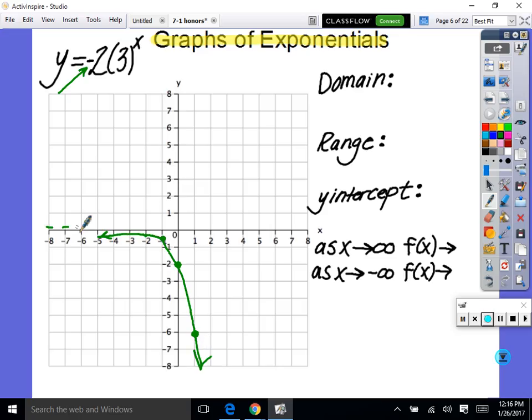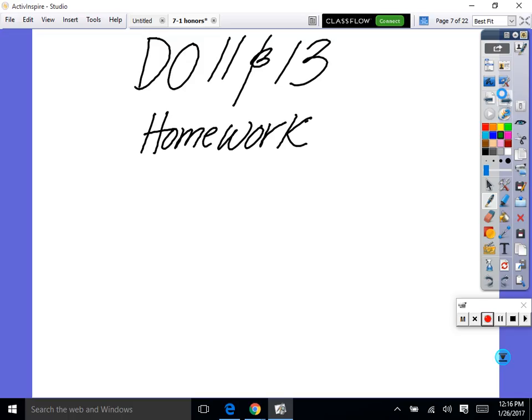Okay, so we have still our asymptote at 0, or y equals 0. Here we go. What's the domain? All real numbers. What's the range? Negative infinity up to 0, not including 0. Our y-intercept is negative 2. As x is approaching positive infinity, f of x is approaching negative infinity, right? And as x is approaching negative infinity, our function's approaching 0. We don't have time to do that.